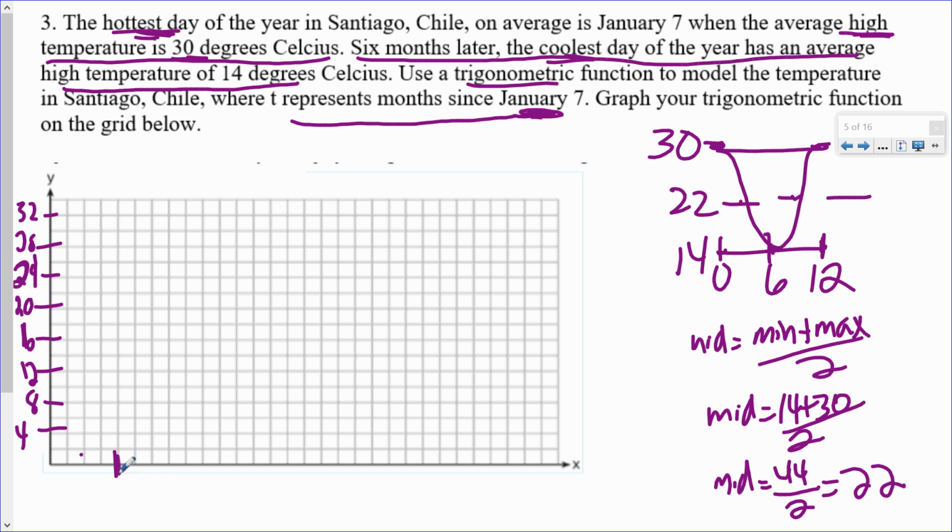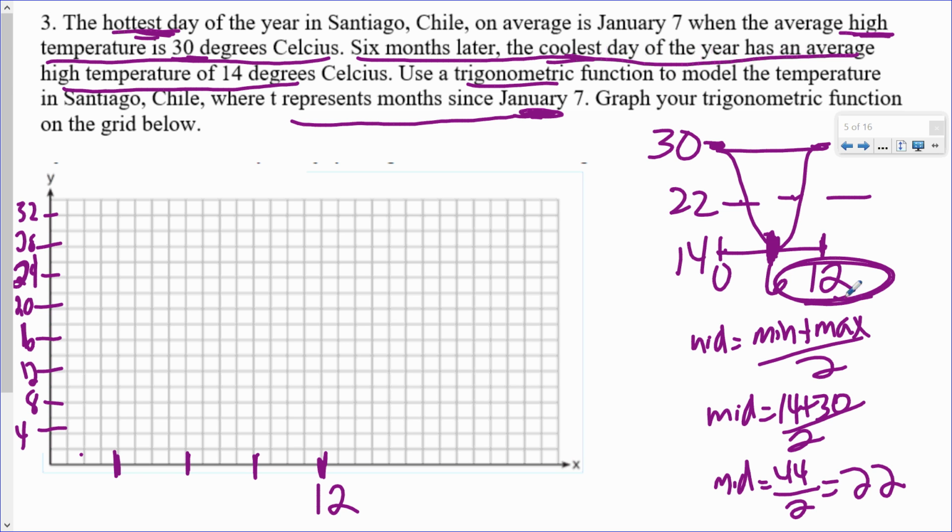1, 2, 3, 4. Again, it doesn't matter how far apart they are. My period must go at the end of the 4th dash. My period is 12. Again, my period is 12. Since it said it took 6 months to get from the high to the low, that's half of the wave. So the other half must be another 6, which gives me 12.